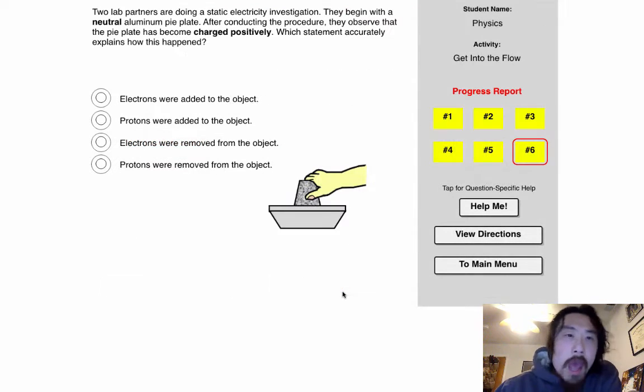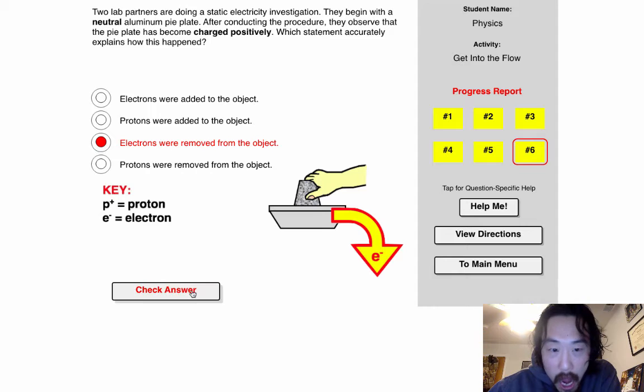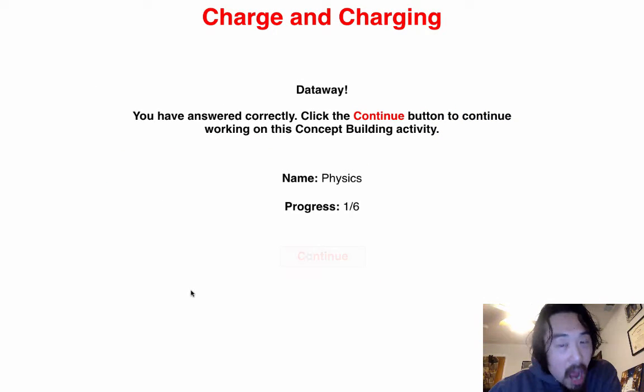Here it says, two lab partners are doing a static electricity investigation. They begin with a neutral aluminum pie plate. After conducting the procedure, they observe that the pie plate has become positively charged. Which statement accurately explains how this happens? If an object becomes positively charged, keep in mind that only negative charges can move. So if it's left positive, that must mean that the negative charges left the object. So I'm going to choose this one. Fingers crossed. All right, I still got it.